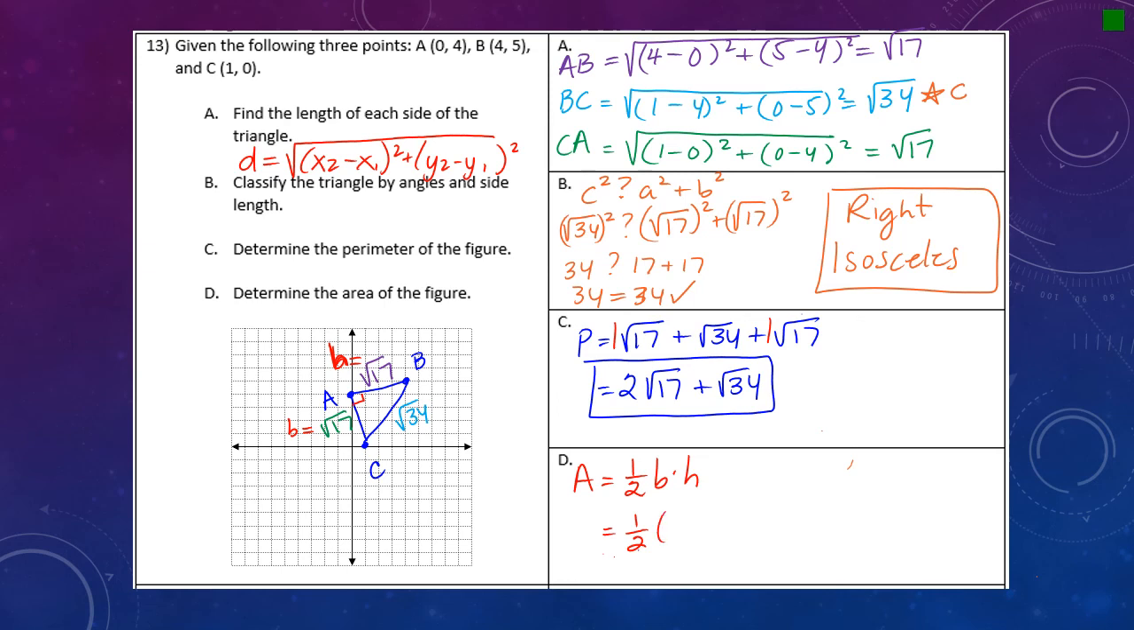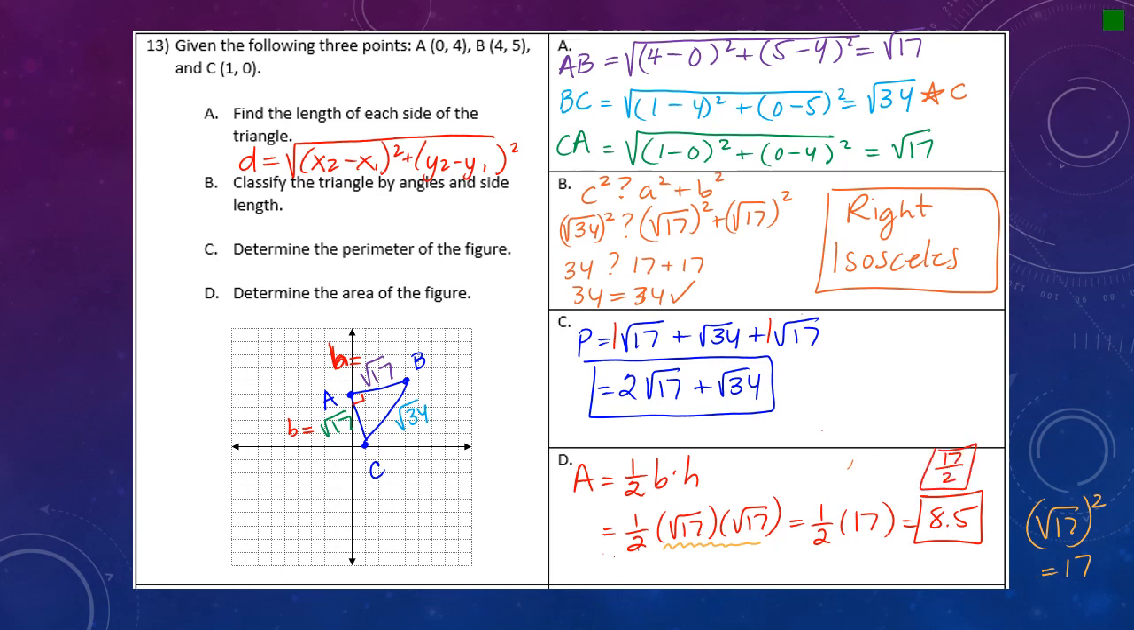So this is 1/2, the base is the square root of 17, and the height is also the square root of 17. If I multiply the square root of 17 times itself, I get just 17, because it's really like I have the square root of 17 squared. So my answer is just the number 17. So what I really have here is 1/2 of 17, and if you divide 17 by 2, you can leave it like this, that would be fine, or you could write that it's 8.5. So two answers that would be acceptable would be 17 over 2 or 8.5.